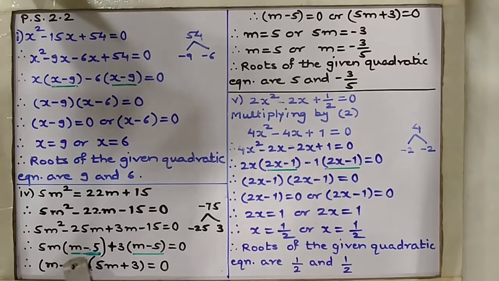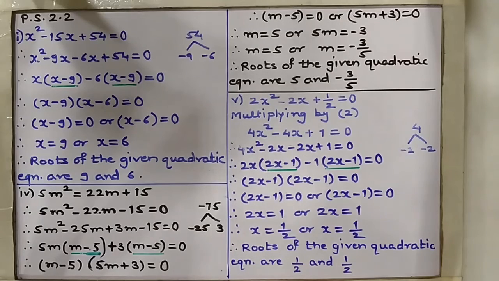Now check these two terms, 5m into m minus 5 and plus 3 into m minus 5. We can see that m minus 5 is common. See the underlined part, it is common. So we will take m minus 5 outside. So what do we get inside the bracket? See, from this you have taken m minus 5 common, so over here you will get 5m. And from 3 into m minus 5 also you have taken m minus 5 common, so you will get plus 3. So m minus 5 into 5m plus 3 is equal to 0.